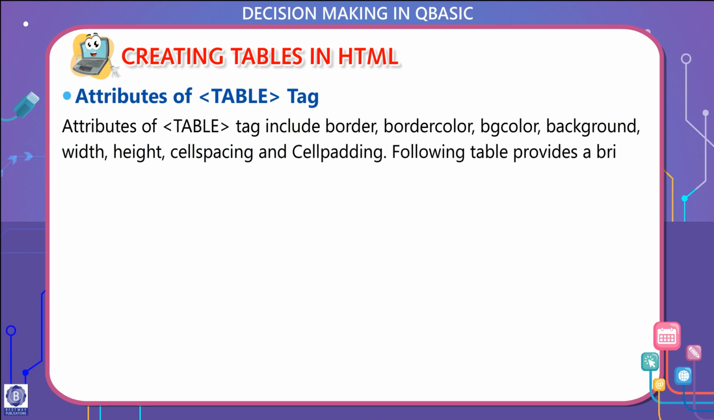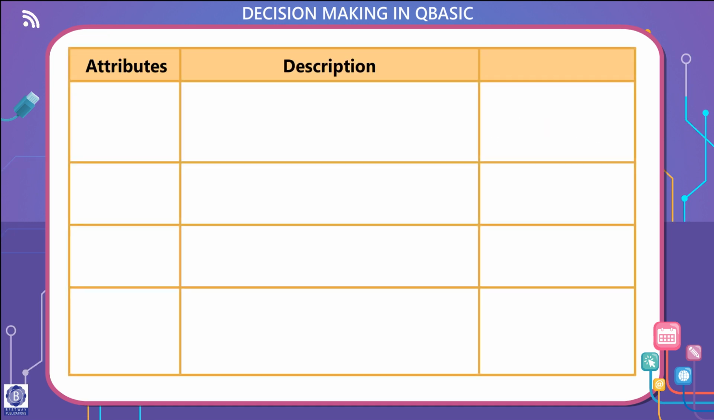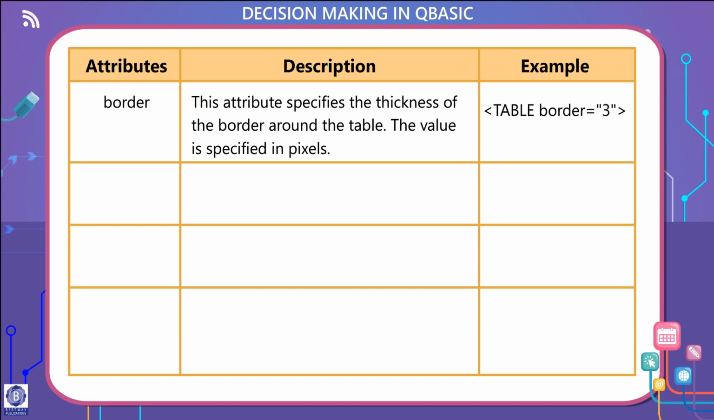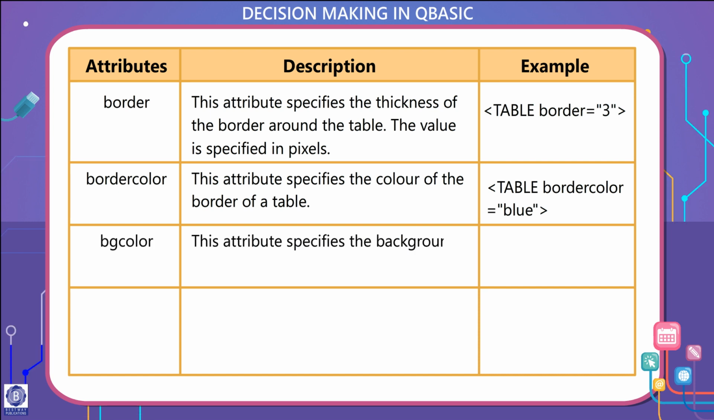Following table provides a brief description of these attributes. Attributes, description, example. Border. This attribute specifies the thickness of the border around the table. The value is specified in pixels. Table border is equal to 3. Border color. This attribute specifies the color of the border of a table. Table border color is equal to blue. BG color. This attribute specifies the background color of a table. Table bg color is equal to pink.